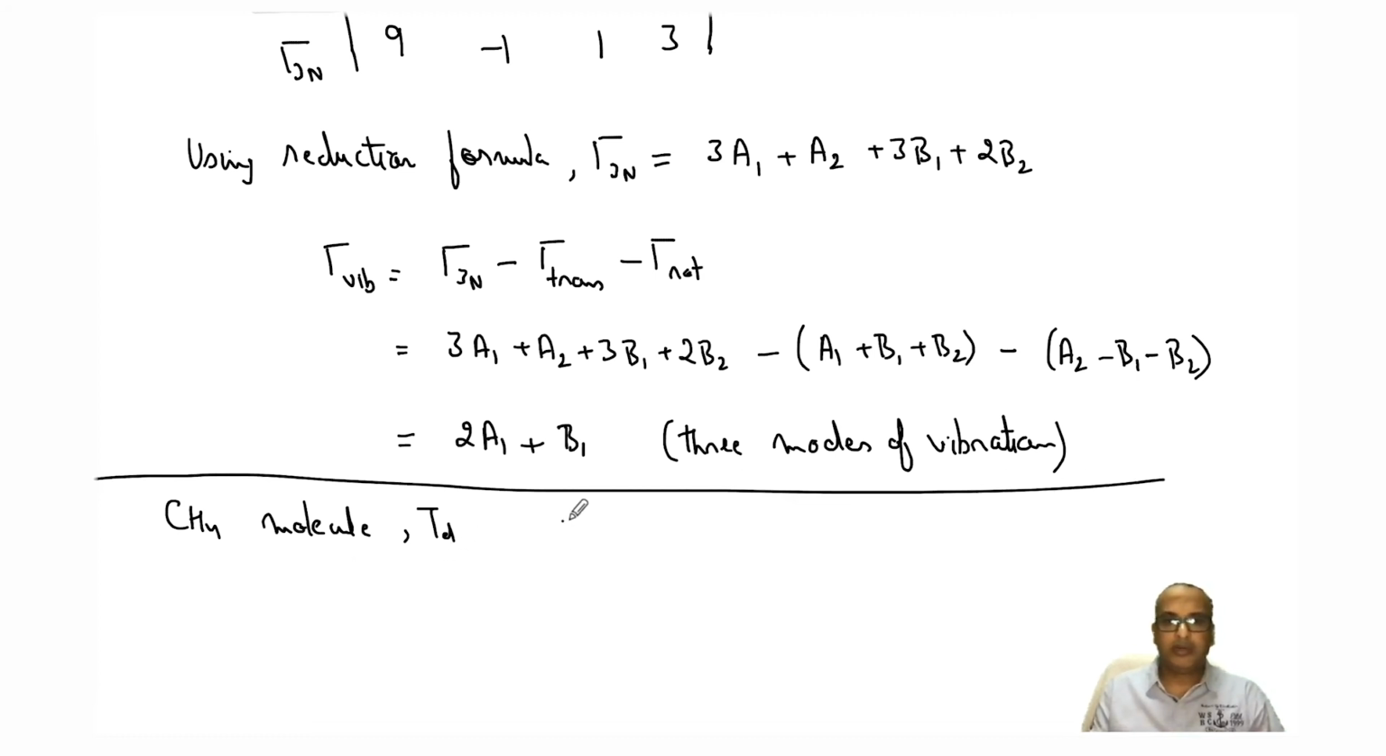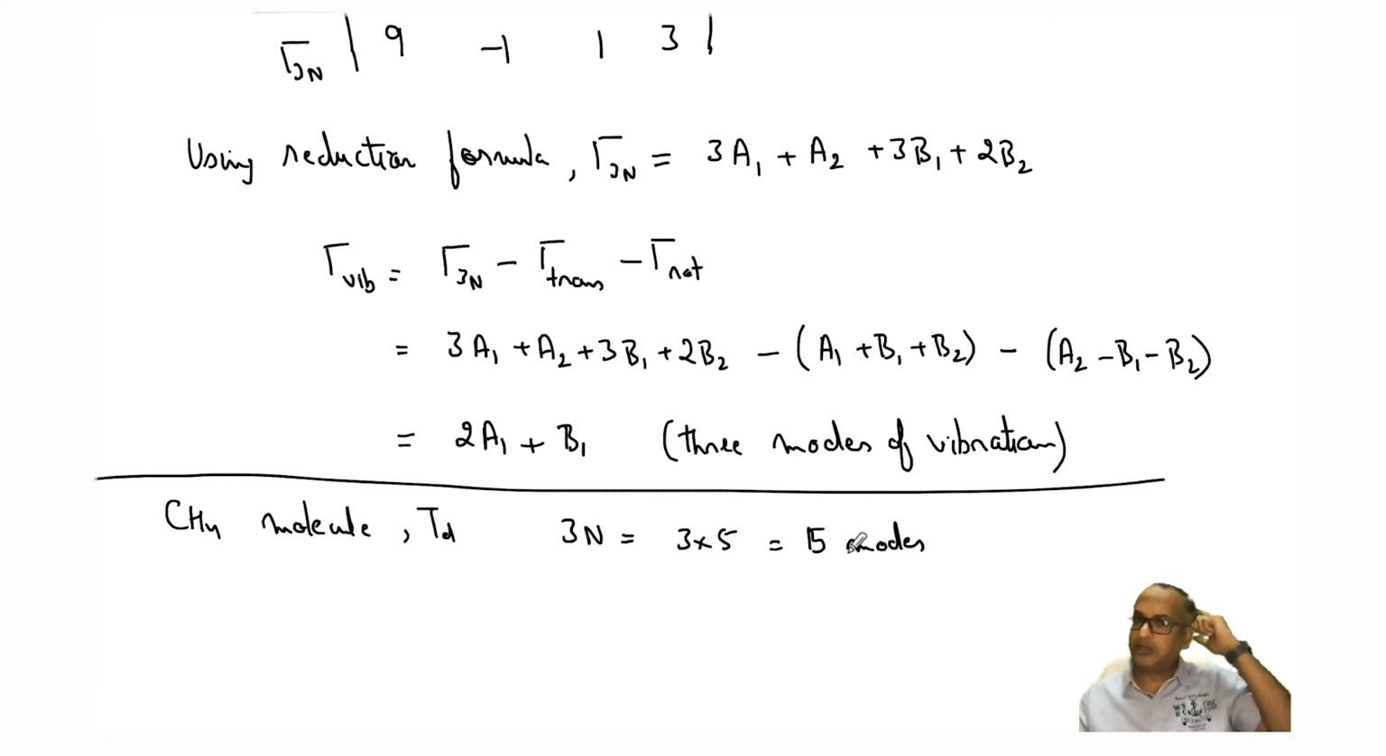Now here 3n is equal to 3 into 5. So remember that there are 5 atoms now, 1 carbon and 4 protons. So you'll have 15 total modes, out of which 3 will be translational, 3 will be rotational. So how many vibrational modes will be there? There will be 9 modes, right? So 9 modes of vibration.